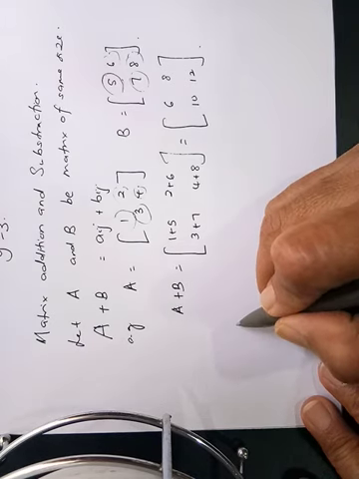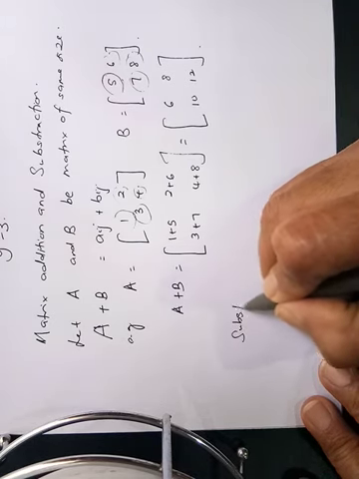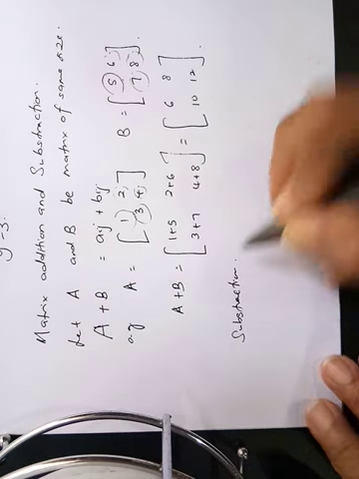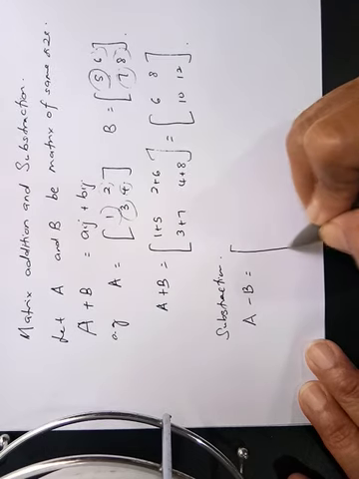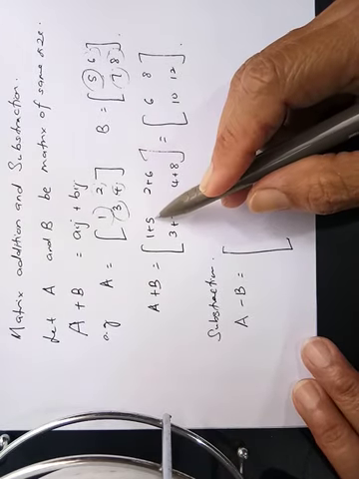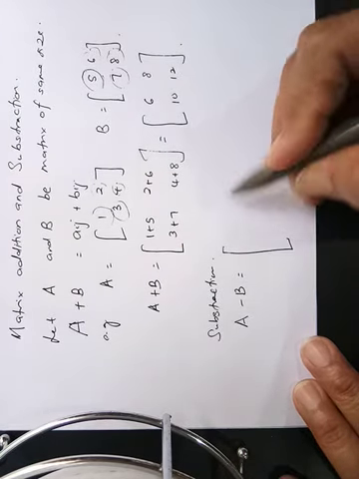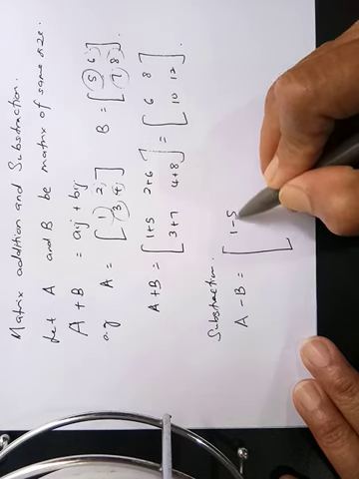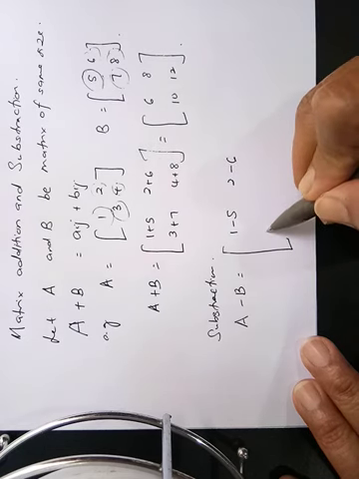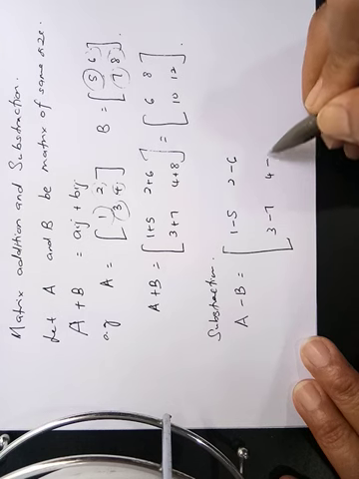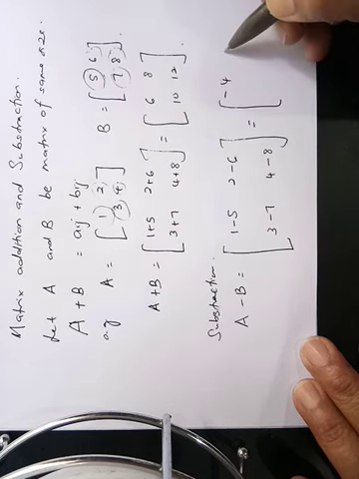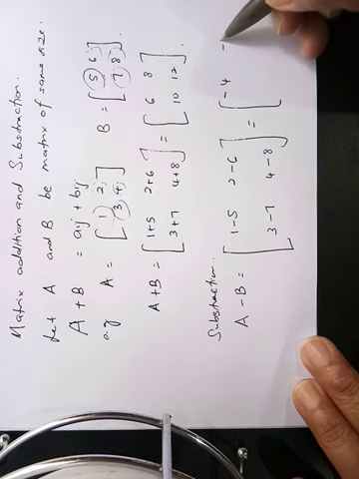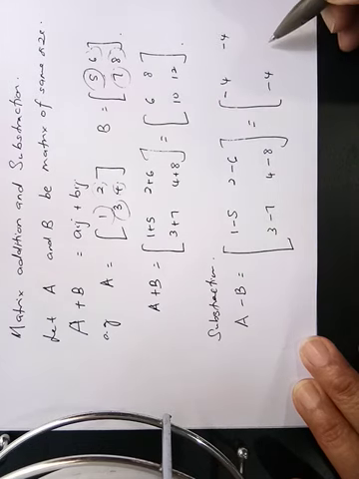Okay, for subtraction, same also goes for subtraction, whereby we have A minus B is same for corresponding element in A and in B. So we have 1 minus 5, 2 minus 6, 3 minus 7 and 4 minus 8. So answer is minus 4, minus 4, minus 4 and minus 4.